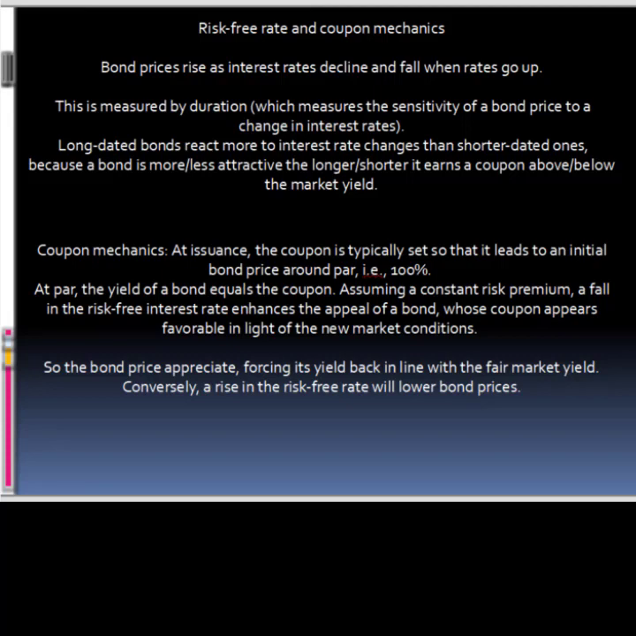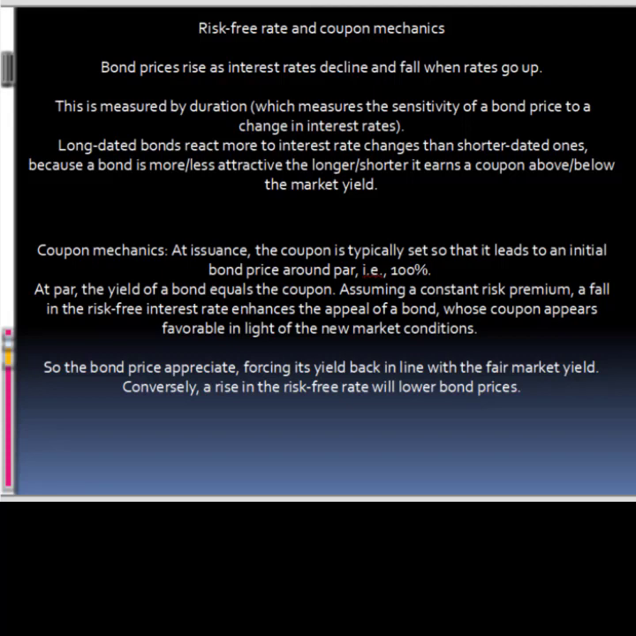At issuance, the coupon is typically set to lead to an initial bond price around par, i.e. 100%. At par, the yield of a bond equals the coupon, which means that the investor only gets what the company or the sovereign pays as a coupon. Assuming a constant risk premium, a fall in the risk-free interest rate enhances the appeal of a bond, whose coupon appears favorable in light of the new market conditions.